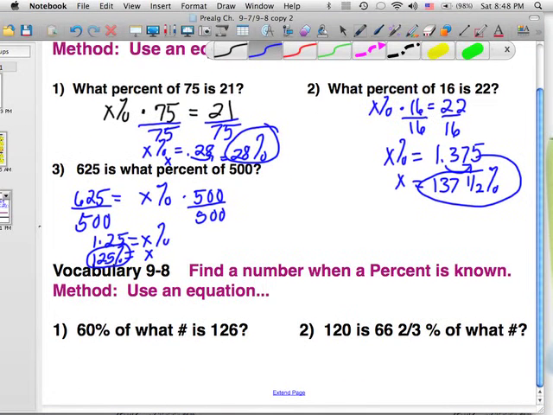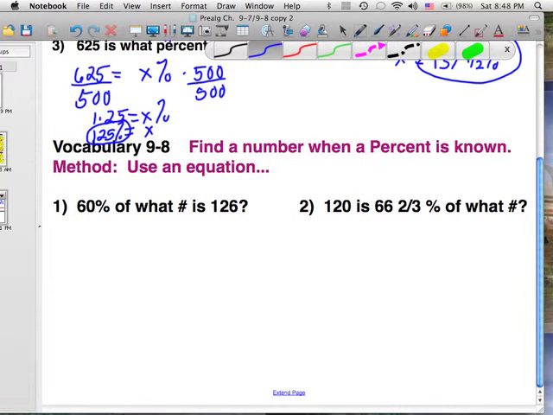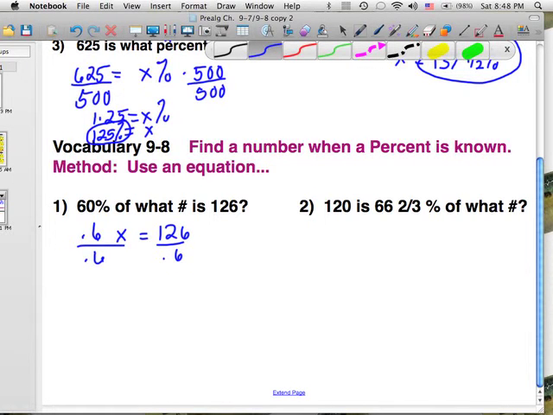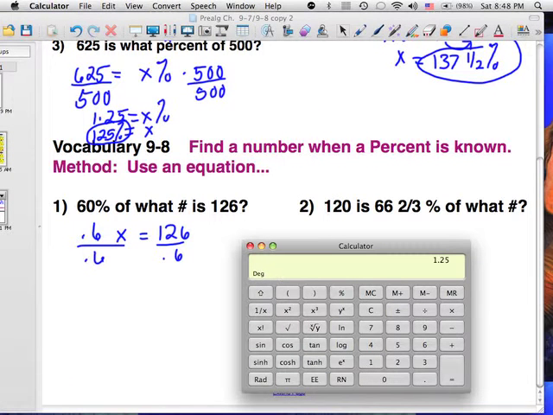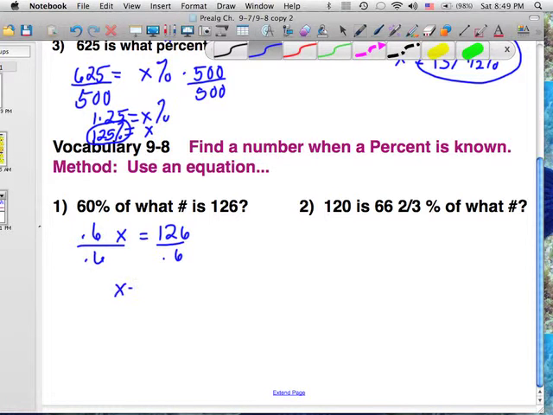And the third type of word problem is finding the number when I know a percent of it. Again, we're going to use an equation. 60%, 0.6 of what number, X, equals 126. So I divide both sides by 0.6. So 126 divided by 0.6 is 210. So X equals 210. 60% of 210 is 126.